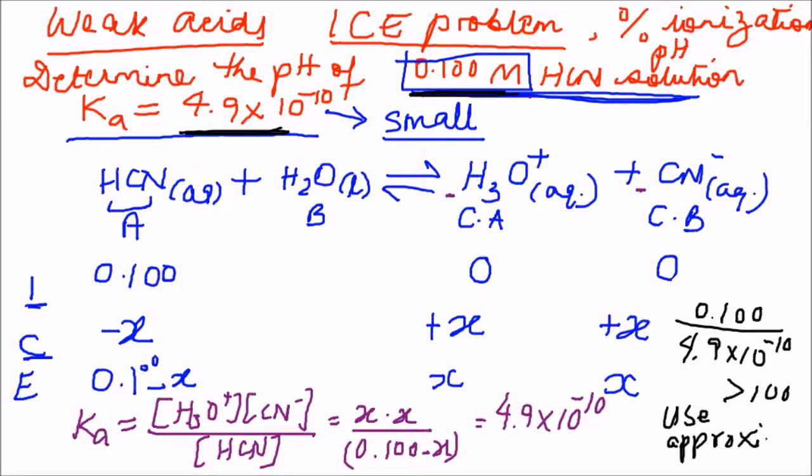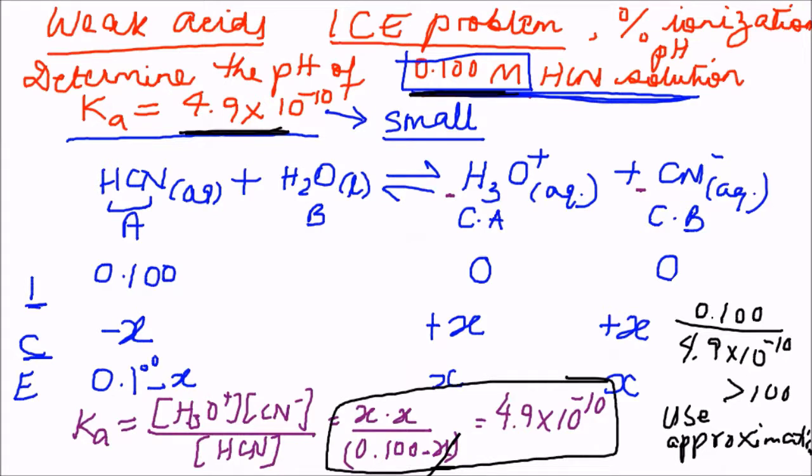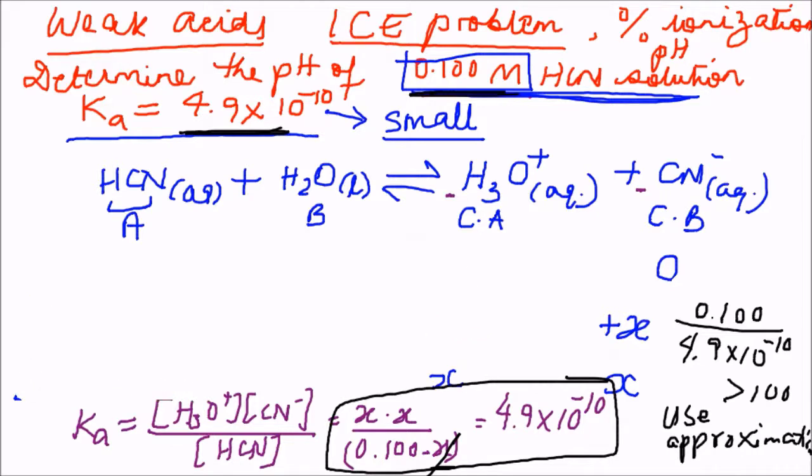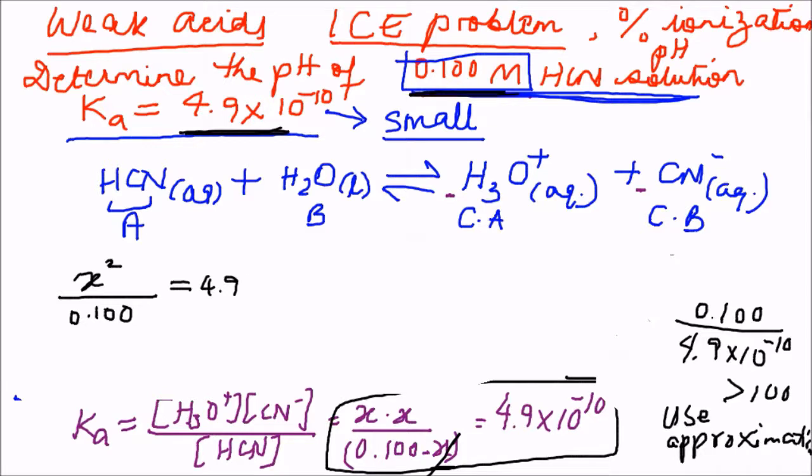And then the approximation is that the x is so small that you can simply omit that out. And so your equation will start looking more like x squared. Let me erase the i's. I don't want to get rid of the question yet. So it's going to look like x squared divided by 0.100 equals 4.9 times 10 to the power of negative 10.